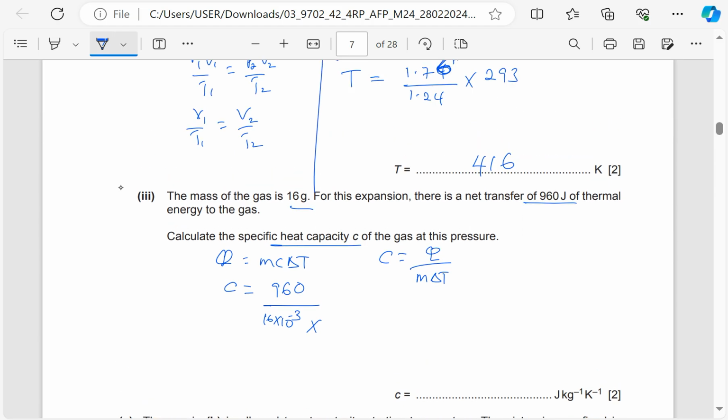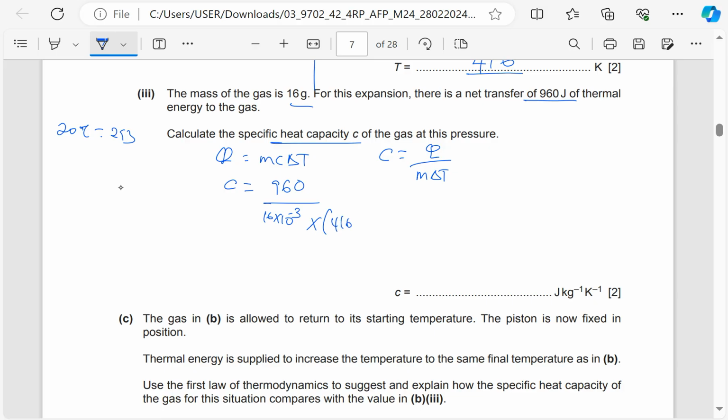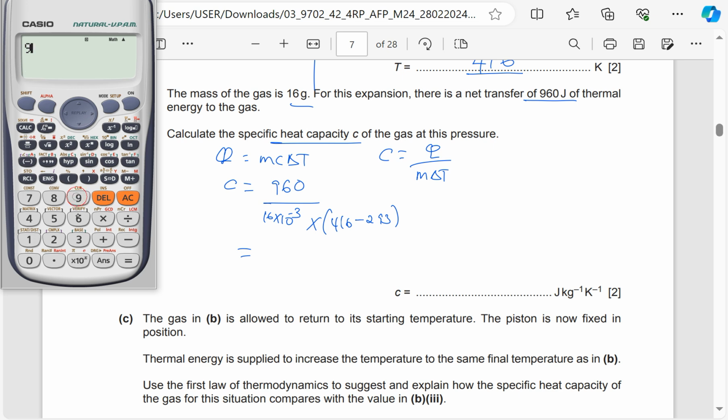Temperature change was, we have this is 416, the other one was 20 degrees Celsius, which is 293. So the temperature change is going to be 416 minus 293. So this is going to be 960 divided by 16. Let me first subtract this: 416 minus 293, times 16 exponent minus 3. Then I will say 960 divided by the answer.